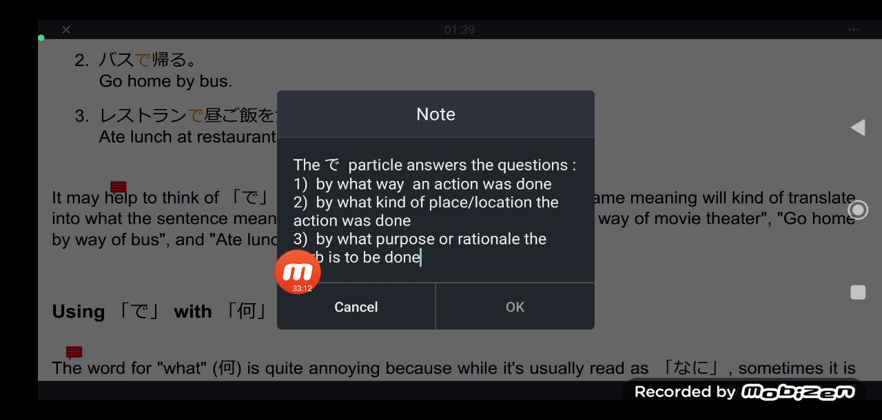Or number 3, by what purpose or for what rationale the verb is to be done, or the verb was done, or the verb was carried out. So you see, this is the only trick, these 3 points here. The de must answer these questions: by what way an action was done, by what kind of place or location the action was done, by what purpose or by what rationale the action is to be done or the action was done.